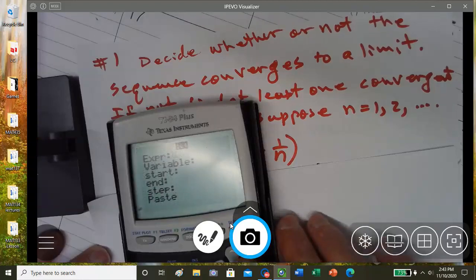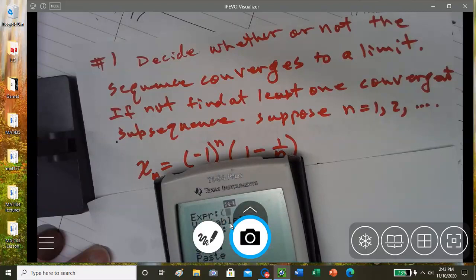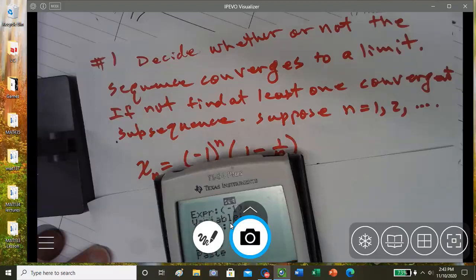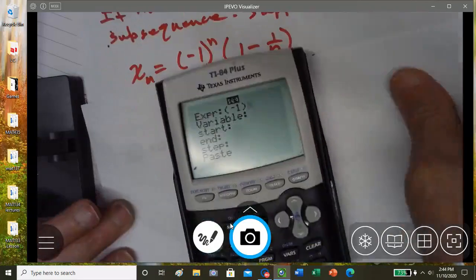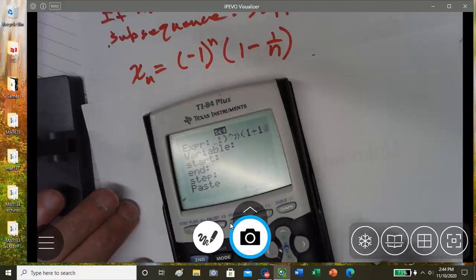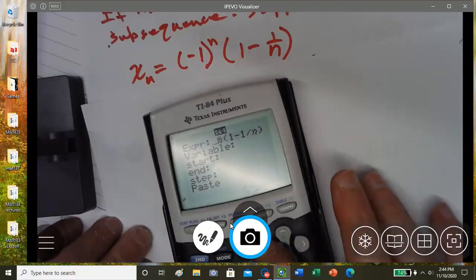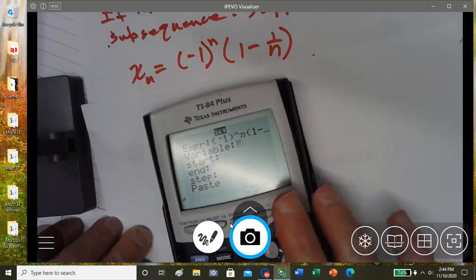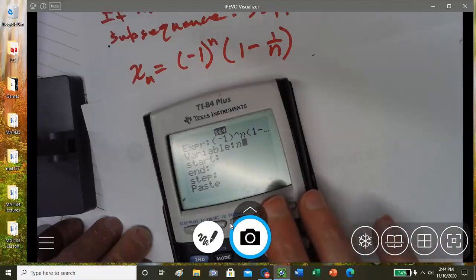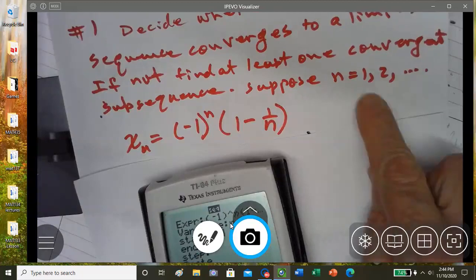There we go. Okay, so now we're going to put in our equation, negative 1 to the n. So open parentheses, negative 1, close it, and then exponent. Now exponent, n, and then open parentheses, 1 minus 1 divided by n. Close it. That looks good. So our variable is n, because we're in sequence mode, our variable is not x right now, it's n. So we're going to start at 1.